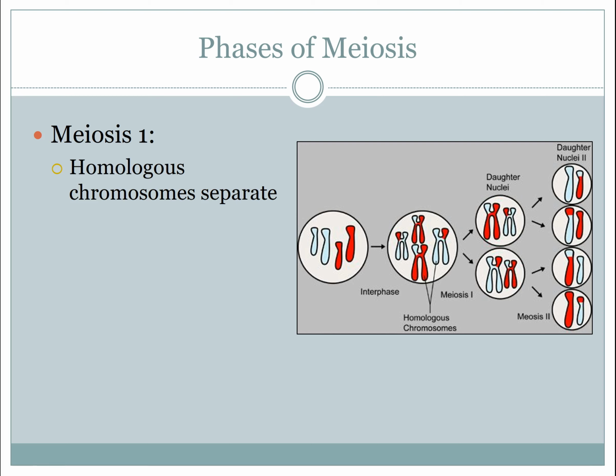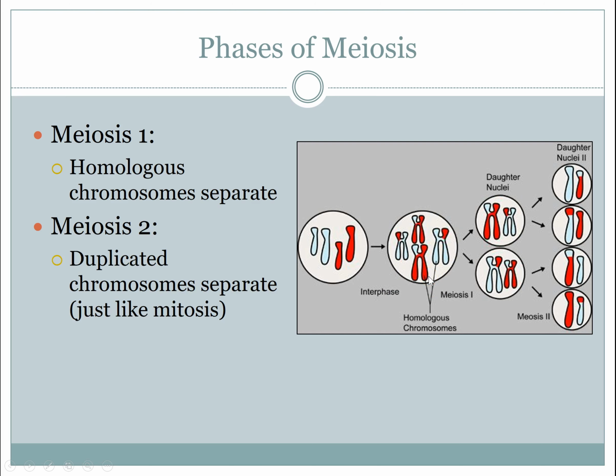Okay, so in Meiosis I, homologous chromosomes separate. And your homologous chromosomes are the ones that match, one from the mother and one from the father. And these, in this picture here, don't match exactly, and we'll talk about why that is. In Meiosis II, duplicated chromosomes separate, and that's going to look just like mitosis, where you have a chromosome that's going to divide in half, and then you have sister chromatids at the end. So we'll go through all the stages here.